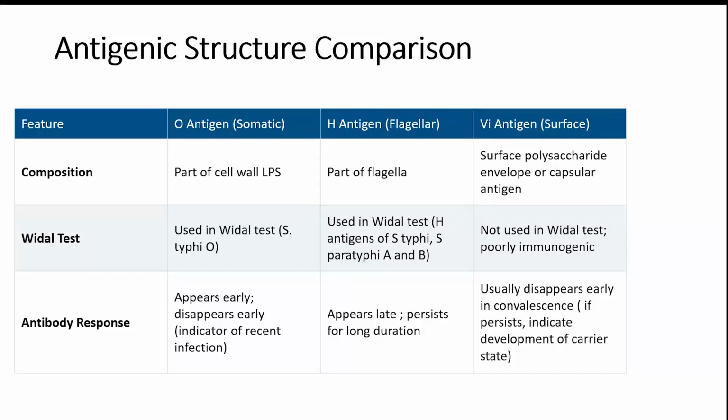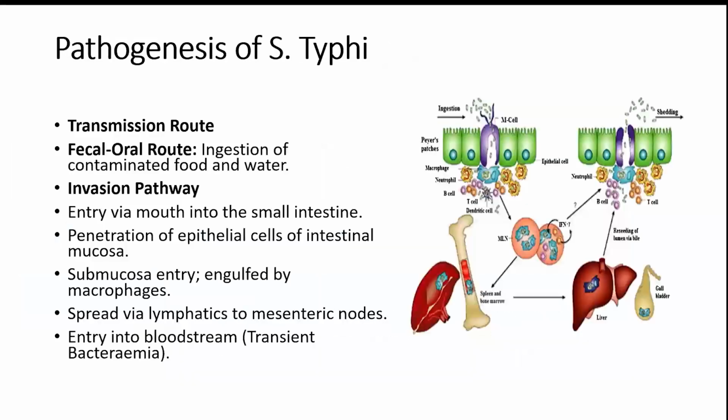As far as the antigenic structure is concerned, there are three antigens: O antigen, H antigen, and VI antigen. O antigen is the somatic antigen, H antigen is the flagellar antigen, and VI antigen is the polysaccharide envelope or capsular antigen. O and H antigens are used in the Widal test, whereas VI antigen is poorly immunogenic, so it is not used for the Widal test. Now come to the pathogenesis of typhoid.